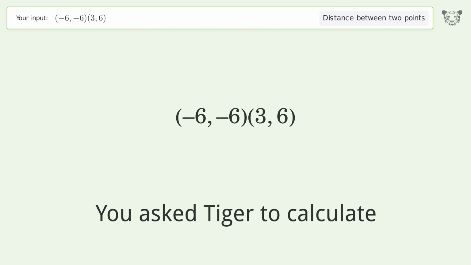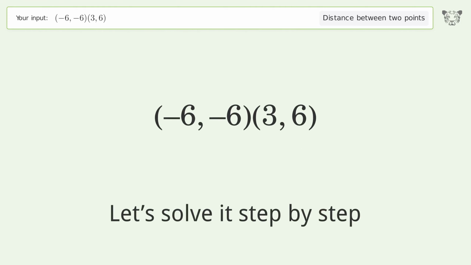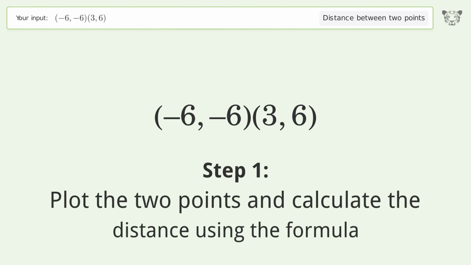You ask Tiger to calculate. This deals with the distance between 2 points. The distance between the 2 points is the square root of 225, or 15. Let's solve it step by step. Plot the 2 points and calculate the distance using the formula.